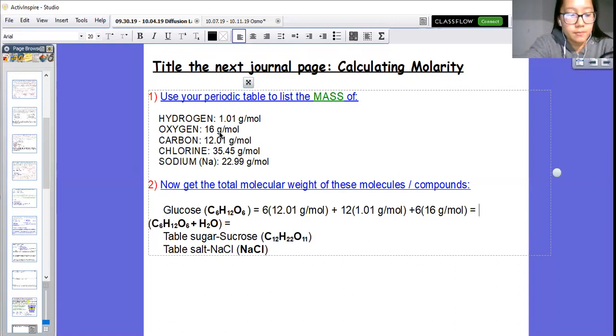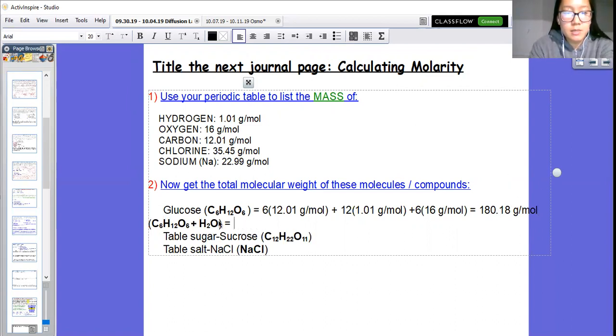Let me do that real quick. 6 times 16 plus 12.12 plus 6 times 12.01. And so our molar mass of our glucose is going to be 180.18 grams per mole. And that's just the unit that we're using.